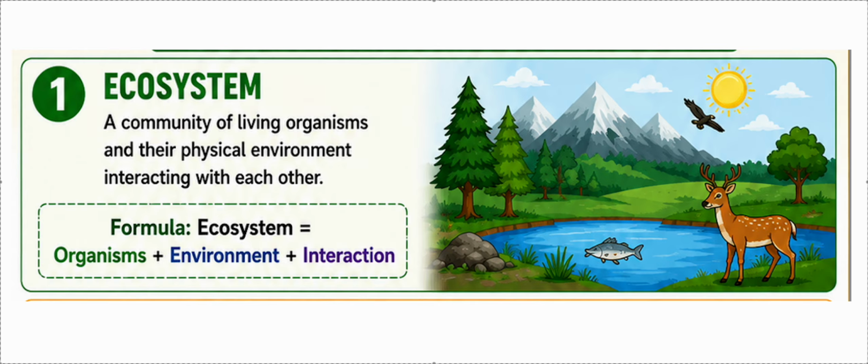Similarly, a pond has fish, frogs, algae, plants, water, sunlight. Together they form an ecosystem. One common doubt: ecosystem does not mean only forest. A pond, aquarium, desert, grassland and even a small flower pot can be ecosystems.